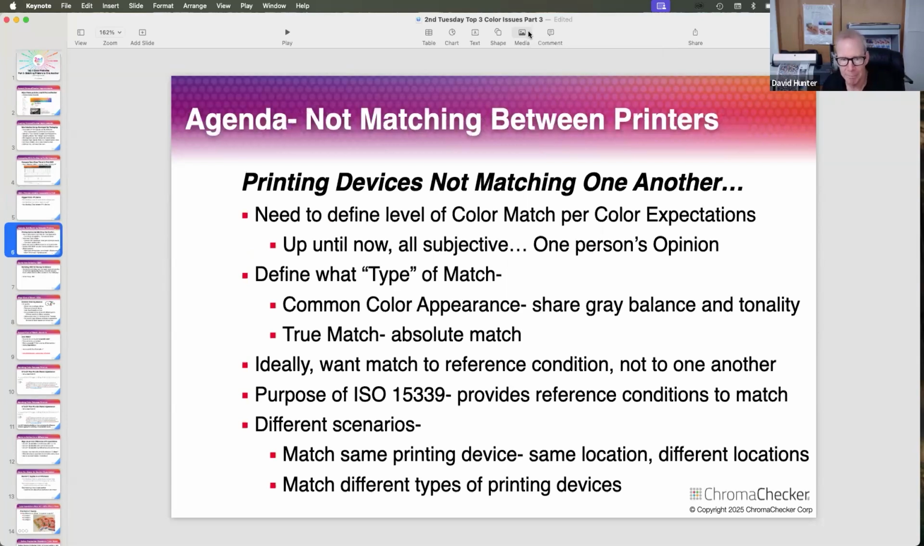Our agenda today: number one, we need to be able to define what a color match is per customer expectations. I'll never forget this example, and some of you have probably heard it. ID Alliance sent me to a customer who was looking at G7, and they said, G7 doesn't work for us. I said, what do you mean? And they said, it doesn't give us close enough color.